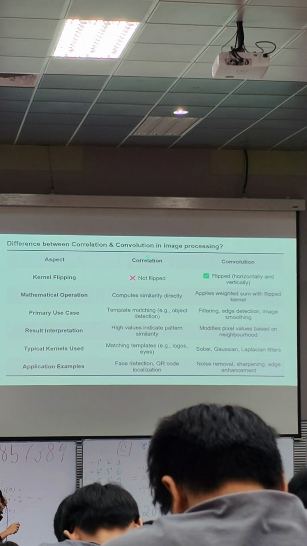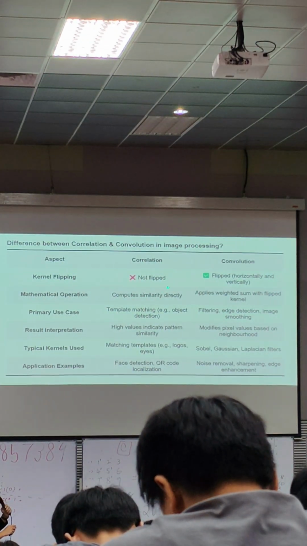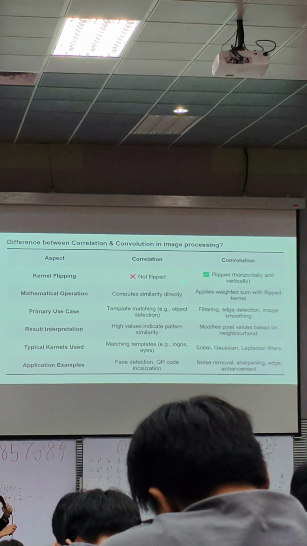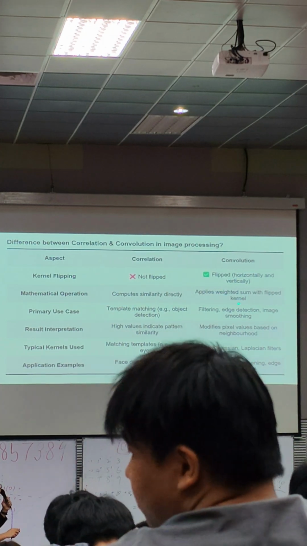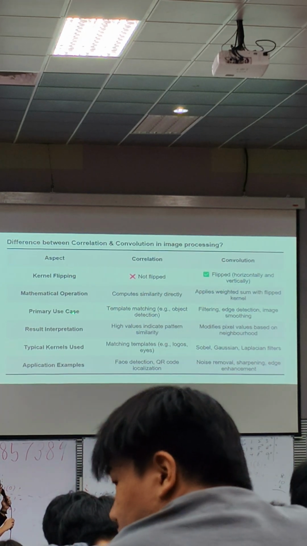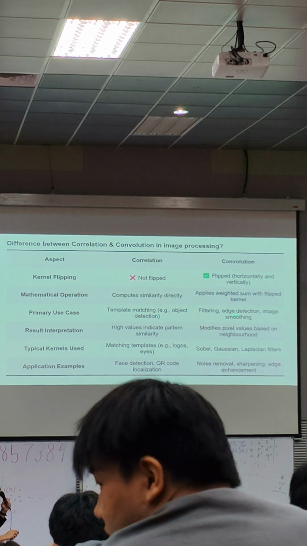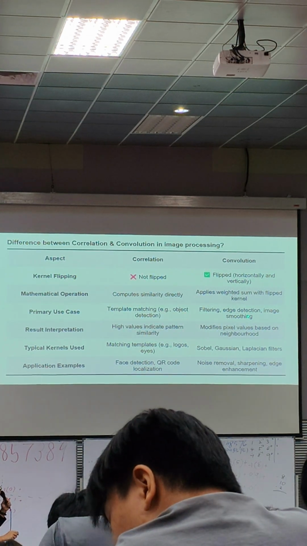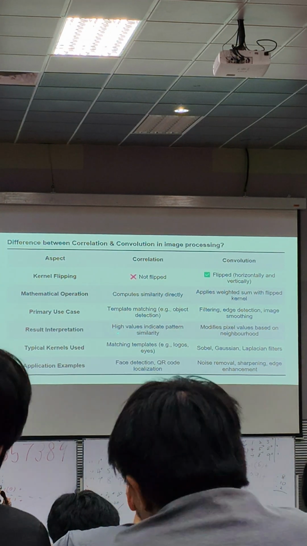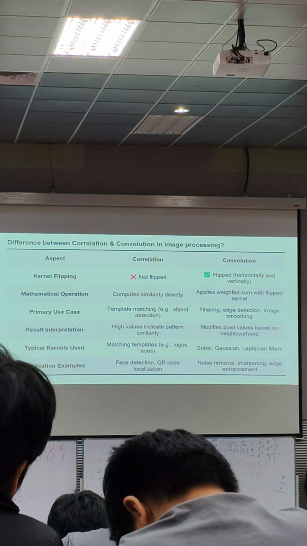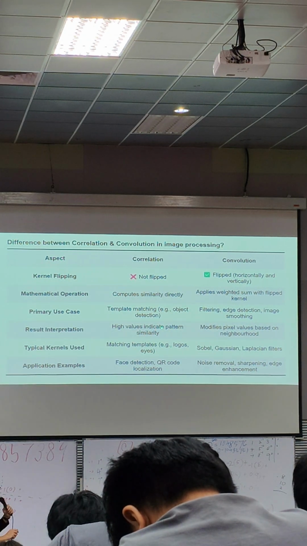Mathematical operation: correlation helps us calculate the similarity, and that is why we can use template matching. Convolution applies the weighted sum with the flipped kernel. Primary use case for correlation is template matching. Convolution, we do it for filtering, edge detection, image smoothing. Result interpretation: if the images have very high correlation, that means they are the same.